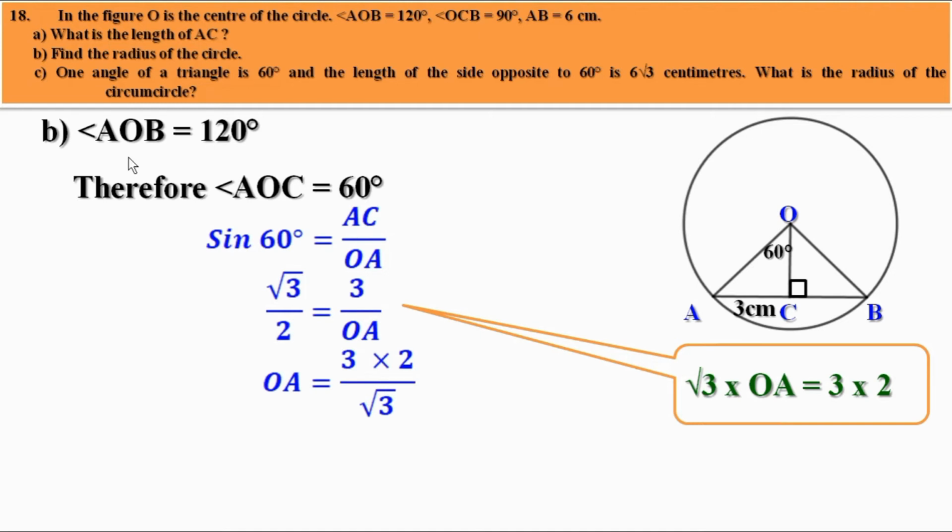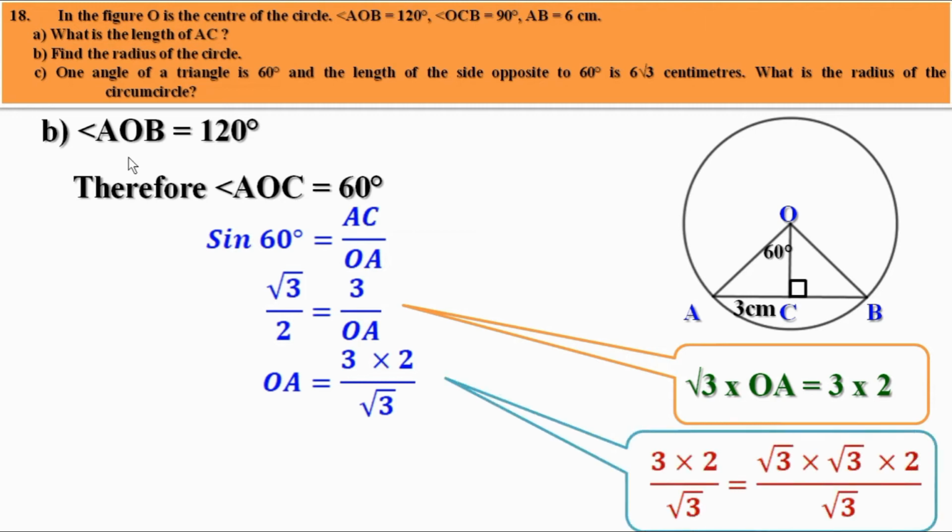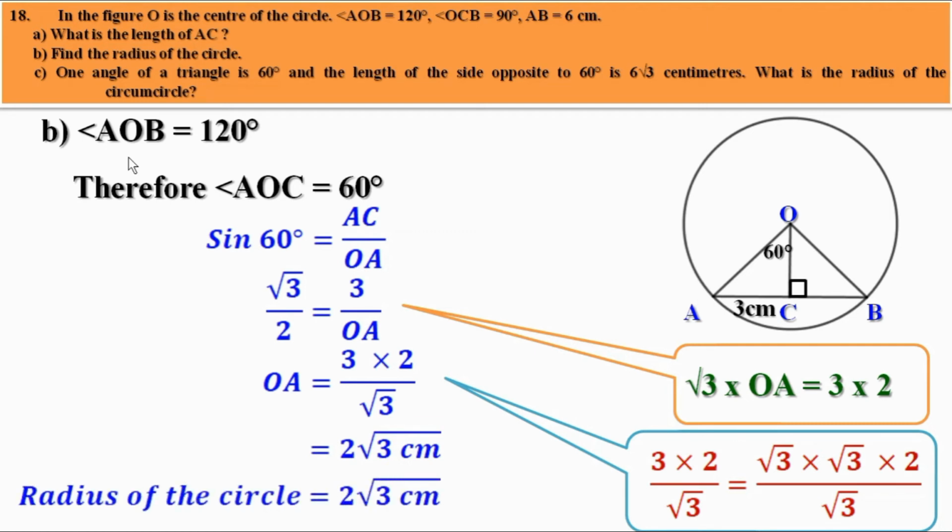Now 3 means root 3 into root 3. So we can write 3 into 2 by root 3 equal to root 3 into root 3 into 2 by root 3. One root 3 can be cancelled. So we get root 3 into 2, that is equal to 2 root 3 centimeter. Therefore, the radius of the circle is 2 root 3 centimeter.